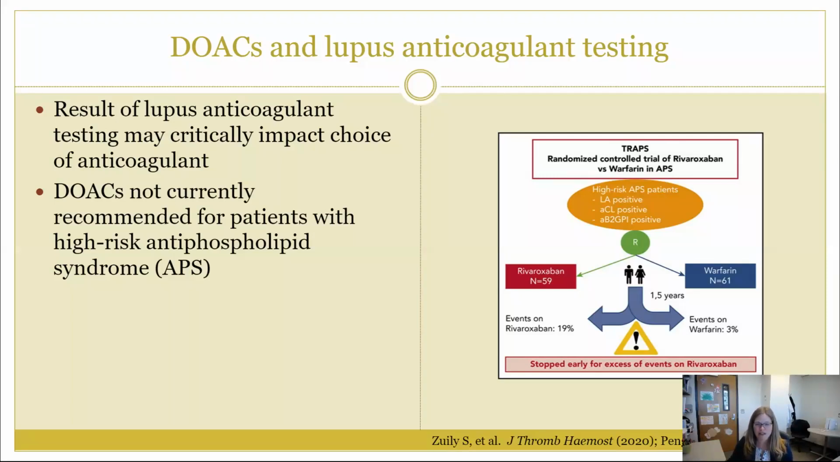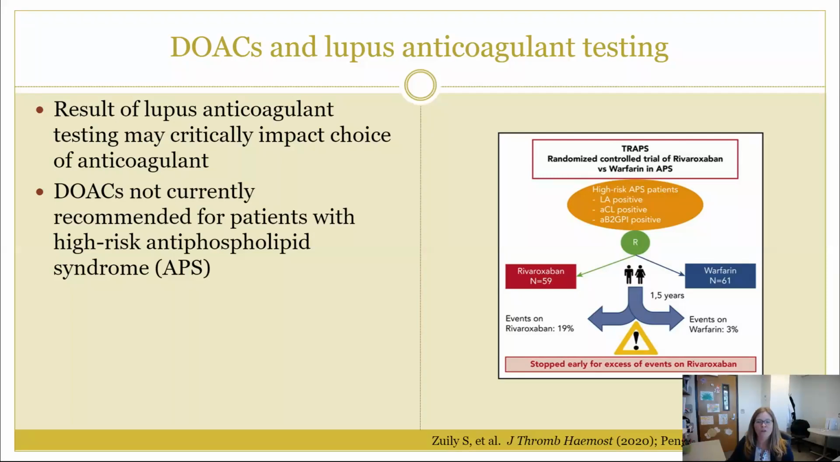So 19% of patients in the rivaroxaban group had events. 7 were thromboembolic, and 4 had major bleeding events. Whereas only 3% of patients that were randomized to warfarin had events, and they were all major bleeding events. There were no thromboembolic events.